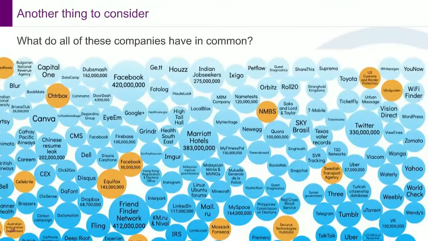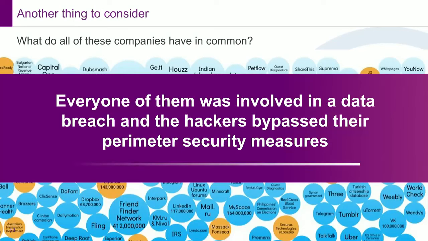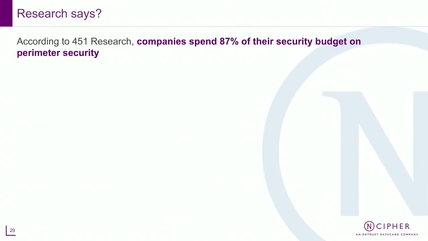So another thing to consider is, what do all these companies have in common? And there are lots of companies here, so I might spend just a little bit of time letting you peruse this. There are lots of companies, and they're actually listing the millions of records that have been stolen. The reason that I'm putting this up here is that every single one of these companies was involved in a data breach where a hacker bypassed their security perimeter measures. Now, this is not a dig on the companies that sell security perimeter, but it is a wake-up call to companies that spend 87% of their security budgets on perimeter security. Why are they spending so much money on perimeter security when it's failing repeatedly?